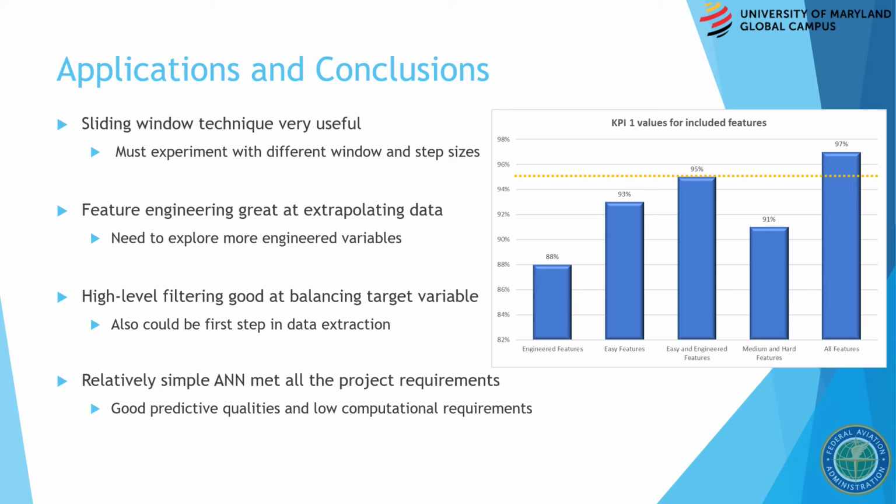Next is the feature engineering. So developing those complex features is great, extrapolating large amounts of useful data, but I need to explore more different types of variables to see if I can get better predictive capabilities. You can see on this graph on the right that if I just use the engineered variables that I came up with, it only has a KPI1 value of about 88%. If I combine that with the easy features, so easy and engineered features, now I reach that KPI1 threshold here, about 95%. So again, potentially developing more features would lead to better results.